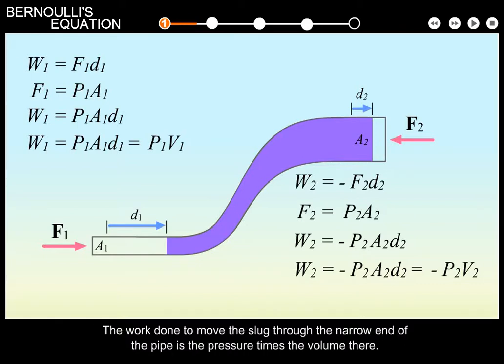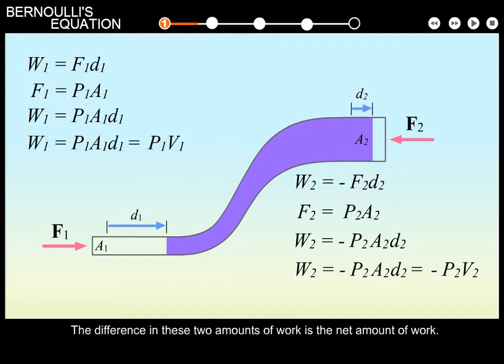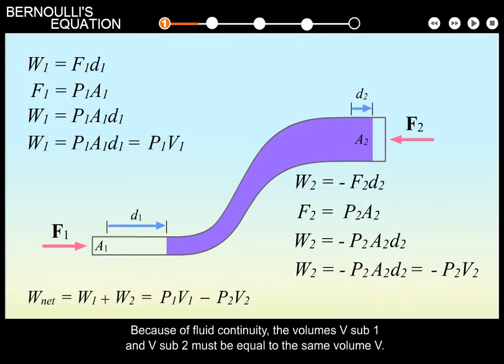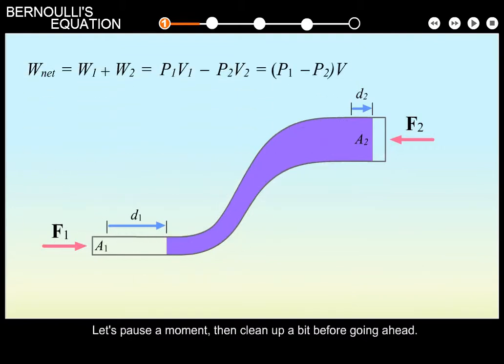The work done to move the slug through the narrow end of the pipe is the pressure times the volume there. And the work done by the slug pushing the fluid in the wide end is negative pressure times volume there. The difference in these two amounts of work is the net amount of work. Because of fluid continuity, the volumes V sub 1 and V sub 2 must be equal to the same volume V. Let's pause a moment and then clean up a bit before going ahead.